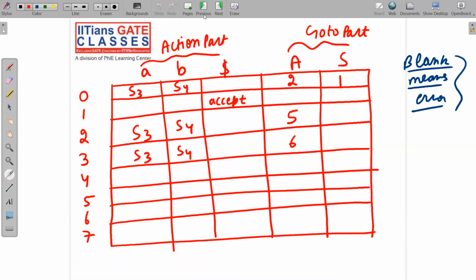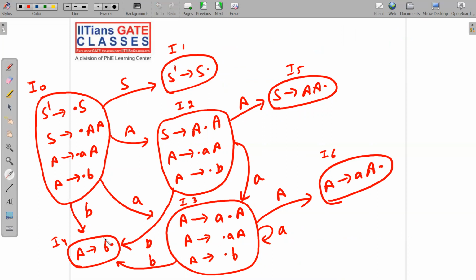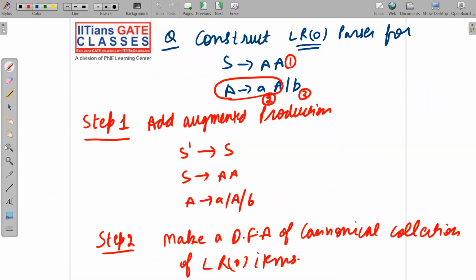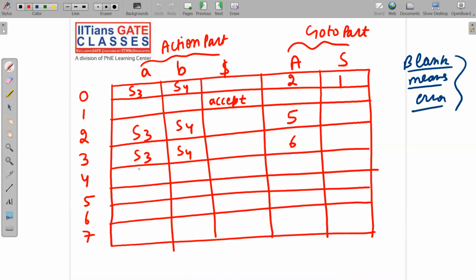So what I will do in case of final item, we use reduce move. Here we have used the shift move, but in case of final item, we will use the reduce move, and reduce move will be pasted in the entire action part. That is the basic difference. So in LR0, reduce move will be pasted in the entire action part. So what is the reduce move? R3, production number 3. So I will write here R3, R3, R3, R3.